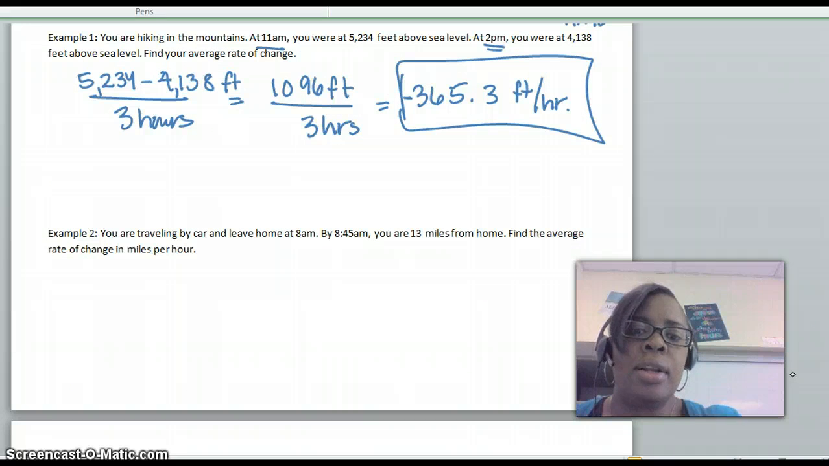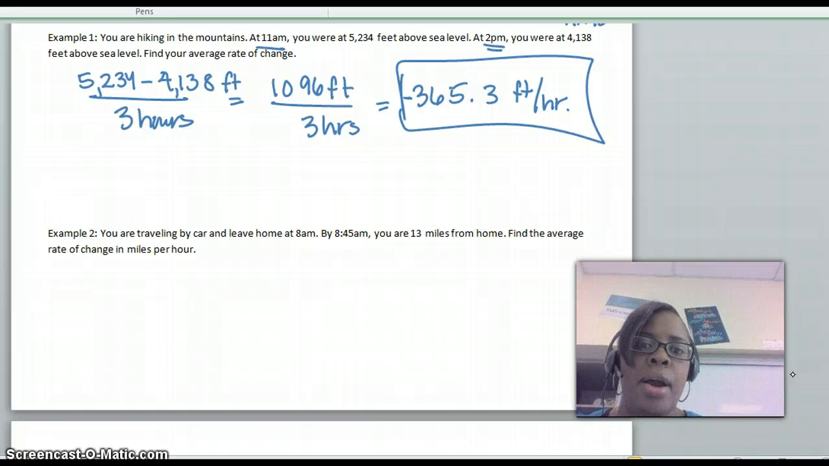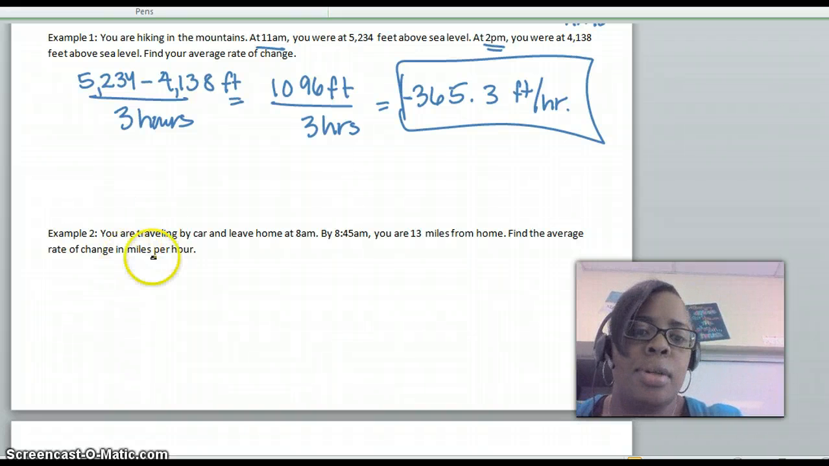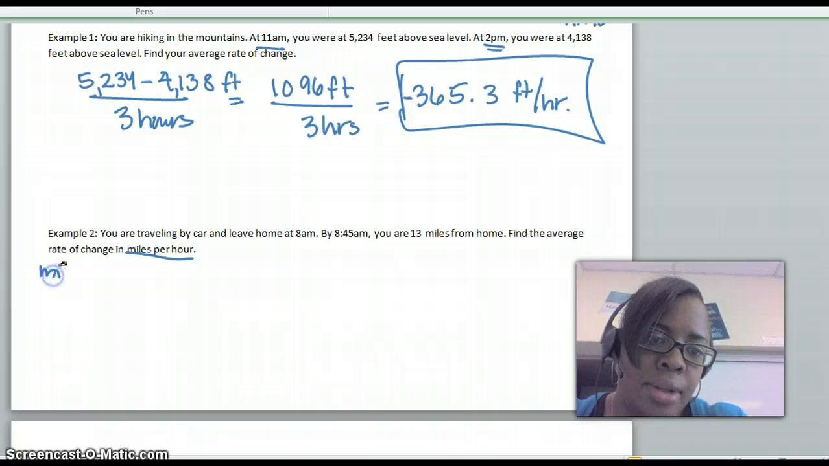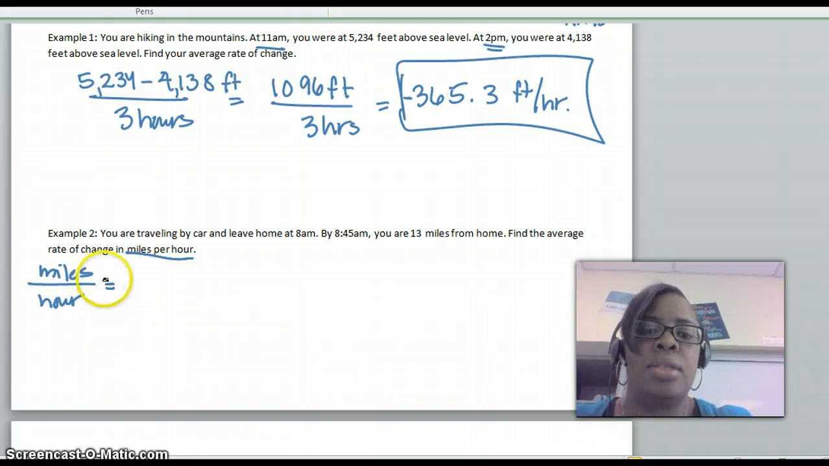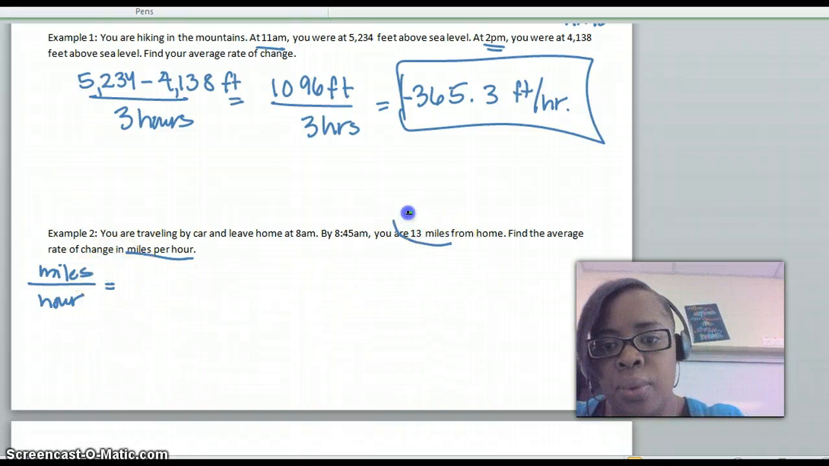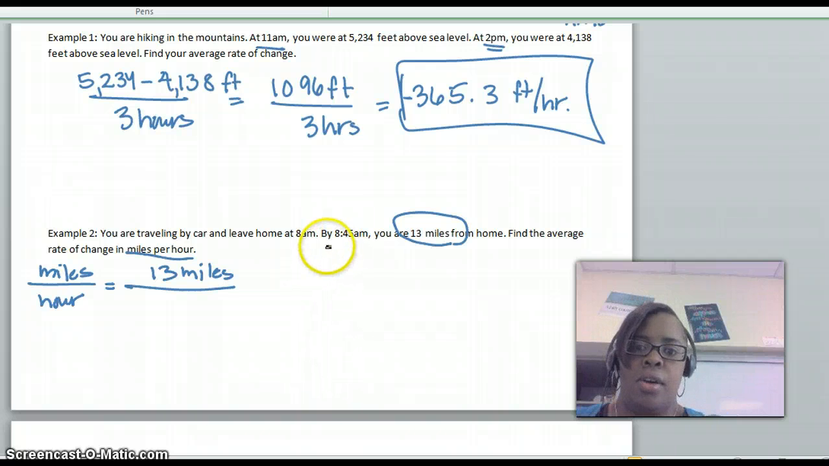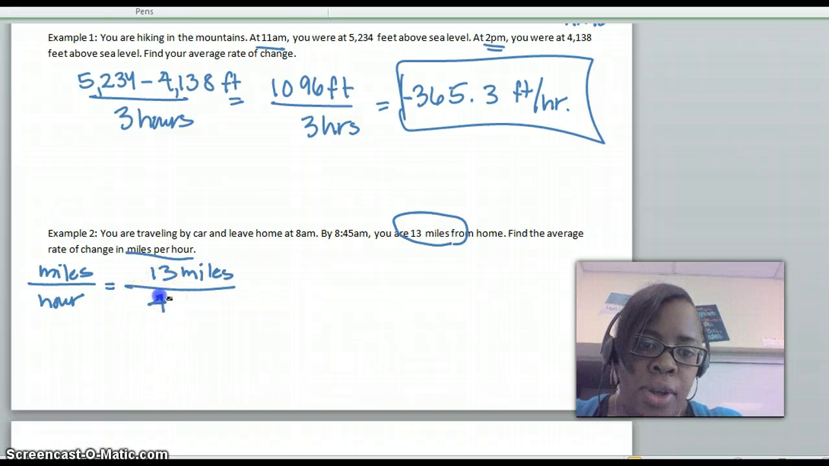Okay, so finally, you are traveling by car and you leave home at 8 a.m. By 8:45, you're 13 miles from home. You did some traveling there. Find the average rate of change in miles per hour. So miles per hour. Well, how many miles did you go? Nice of them to tell us. We went 13 miles. So that's going to be how far I went. And then how long did it take you? Well, 45 minutes, because if I started at 8 and I stopped at 8:45, this is 45 minutes.